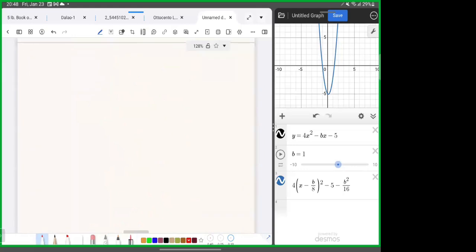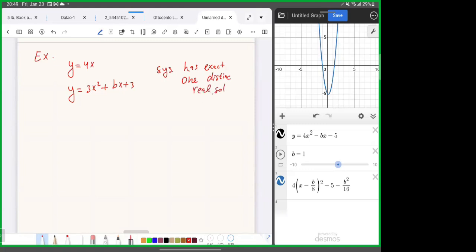Also, let's solve one example. For example, y equals 4x and y equals 3x squared plus bx plus 3. In the given system of equations, b is a positive constant. Given that b is a positive constant, the system has exactly one distinct solution. Okay, it means it has only one real solution. When there is one real solution, the discriminant should be 0.